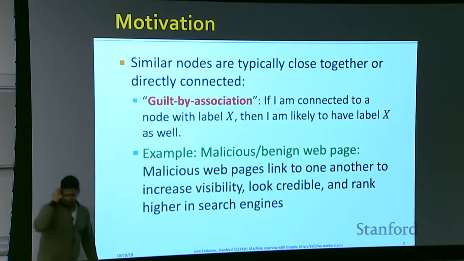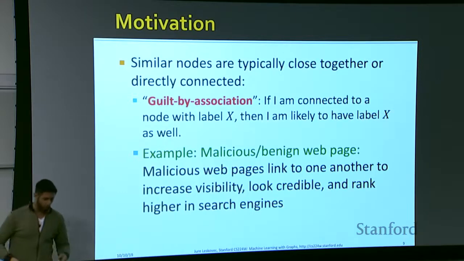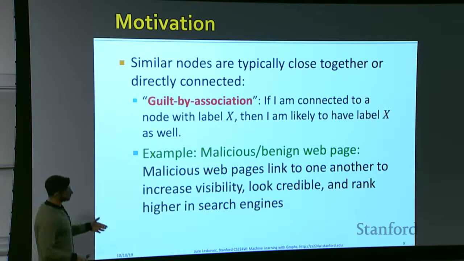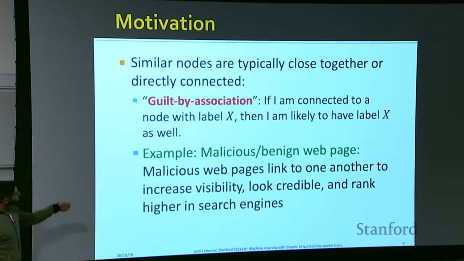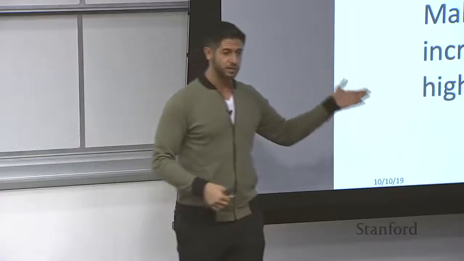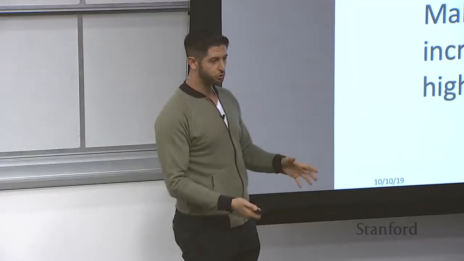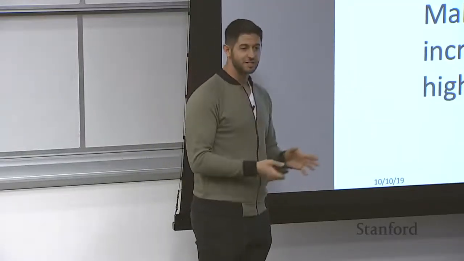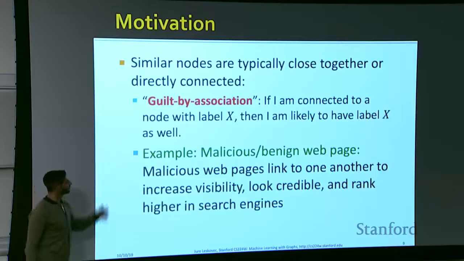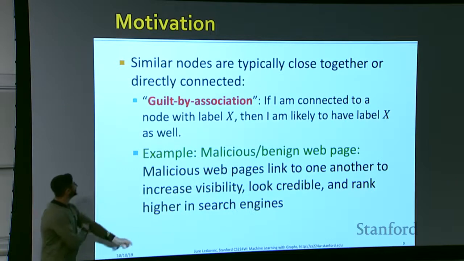So the idea is what we were mentioning before. When we put together both the homophily and the social influence, we come up with something that is usually called guilt by association. So if I'm connected to a node with label X, then I'm likely to have label X as well, right? So the example I was making before, you take my Facebook graph, there is a high chance that one of my connections will be another Italian person, okay? So very similar, guilt by association of being Italian.